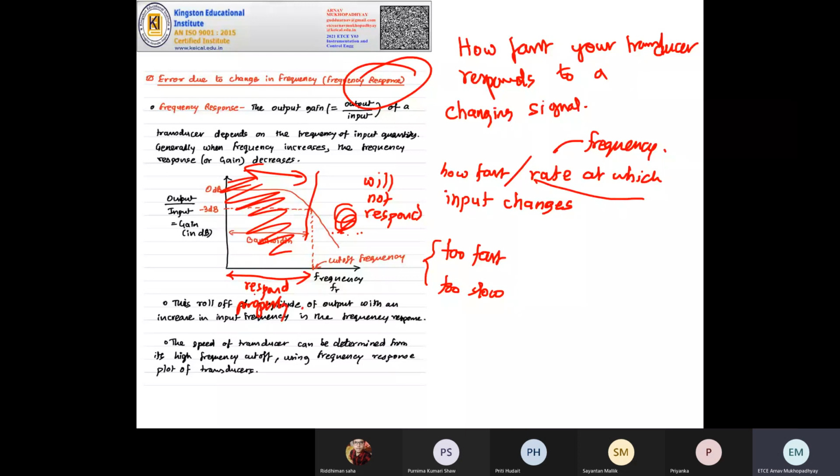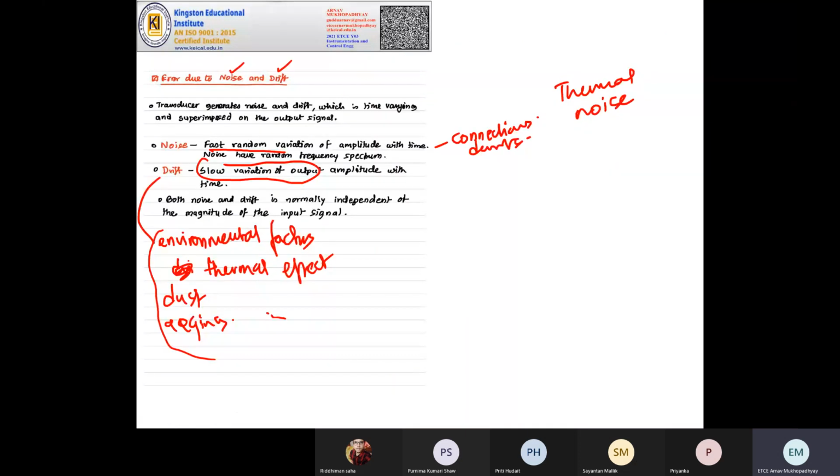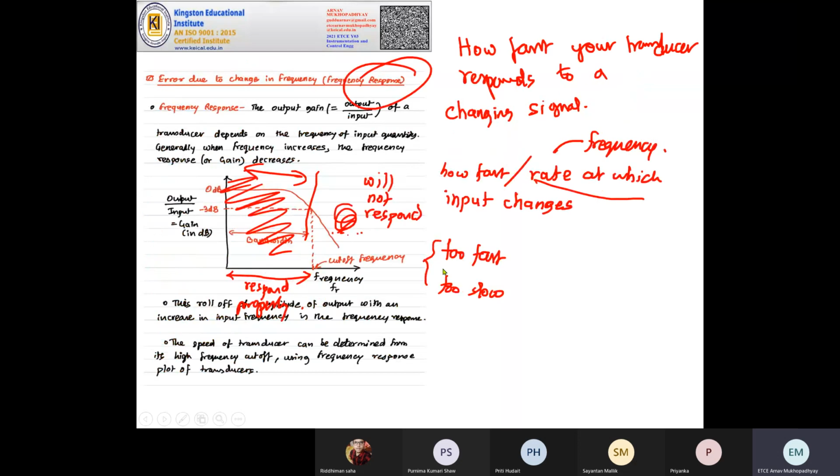Generally, there is the gain. What is the gain, or what is the output to input ratio that the transducer will produce? Your gain will be maximum in the operating frequency range of the transducer.